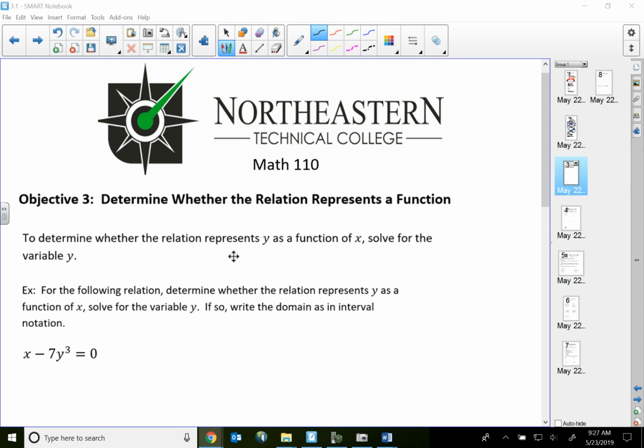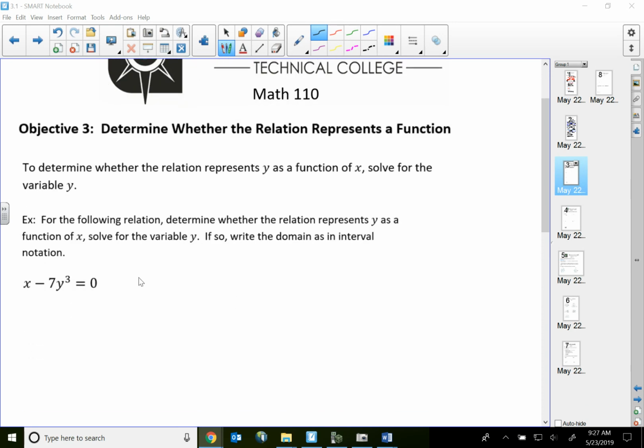So determine whether the relation represents y as a function of x. For all these equations down here, for me to determine whether these relations represent y as a function of x, we've got to solve for the variable y. So the instruction here is, once I solve for y, if it does represent y as a function of x, then we need to write down the domain as well. All right, so let's solve for y.